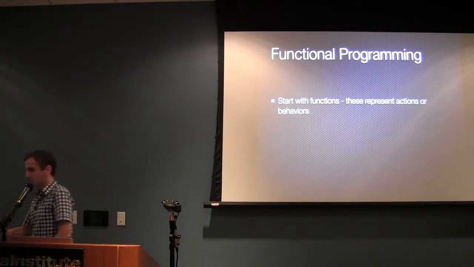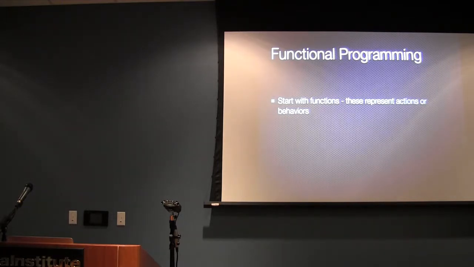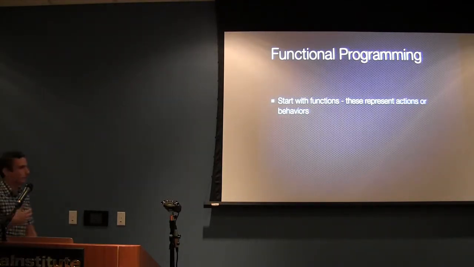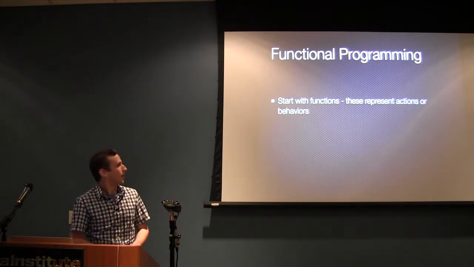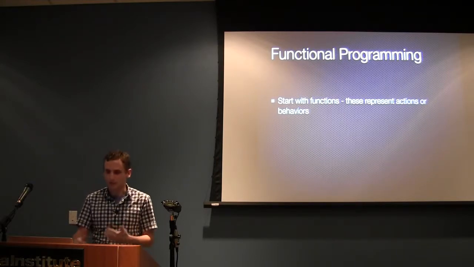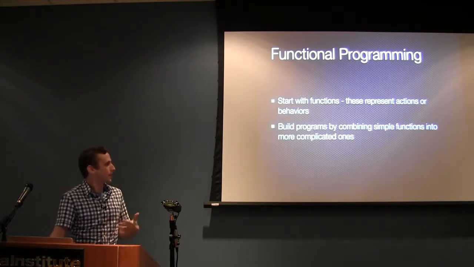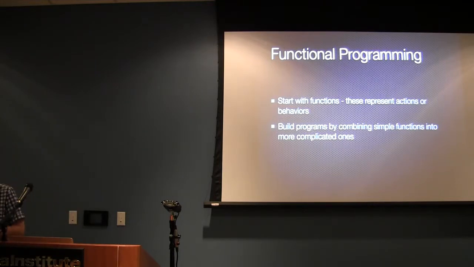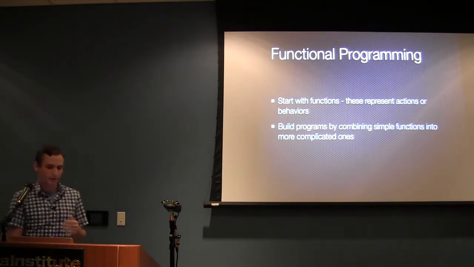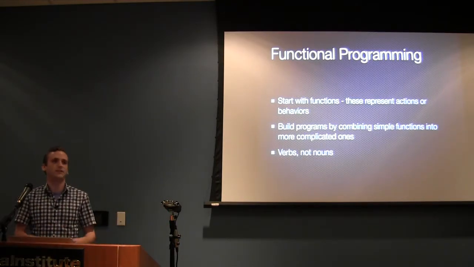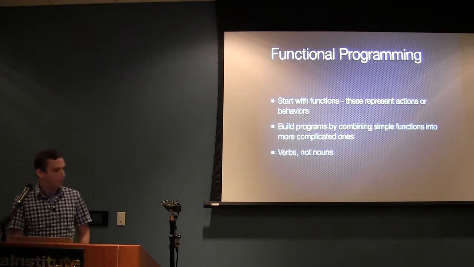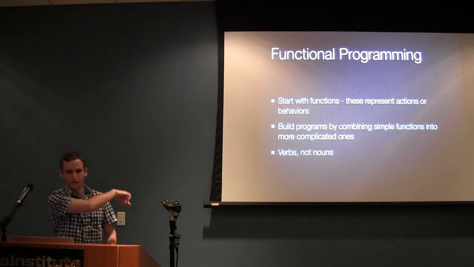So for those of you that have no experience with functional programming, that's fine. The basic idea with functional programs is you start with functions as sort of the primitive. I don't want to say object, because object means something, but I'm going to say object. Instead of building up programs by specifying here's a user, here's what a user knows about, you start with functions that are actions or behaviors, and you build up your programs by combining these simple functions to get more complicated ones. Really, the paradigm shift here is from nouns to verbs. It's not, here's what a thing is, it's here's how things happen. There's actually a really good article along those lines that I'll link here at the end.